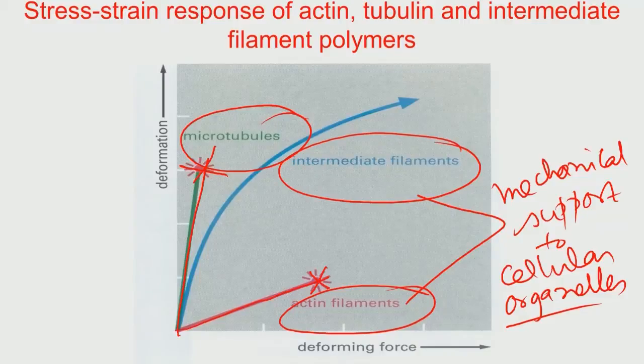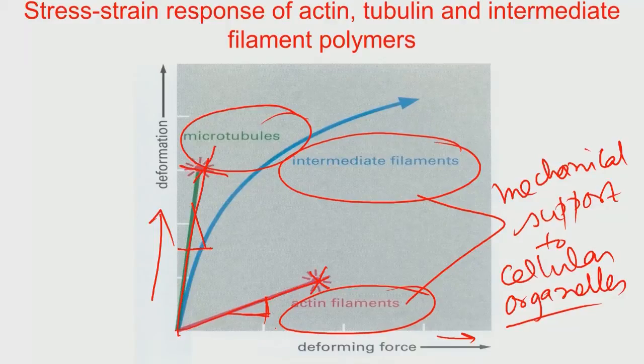However, there is a difference in the response between actin filaments and microtubules, because here this is the force and this is the deformation. In the force versus deformation plot, microtubules have a much larger slope, you can see here, and actin filaments have a very small slope. So, there is a difference in the elastic stiffness between the microtubules and actin filaments.